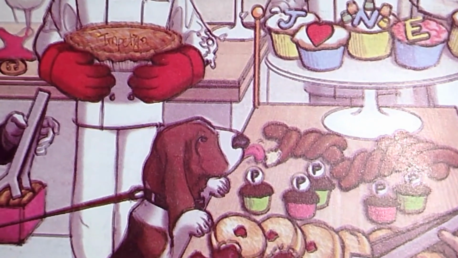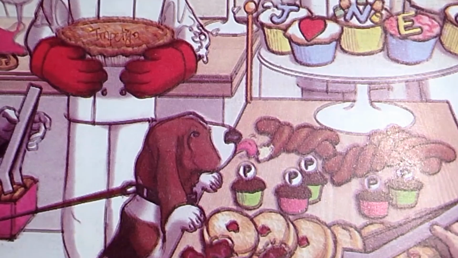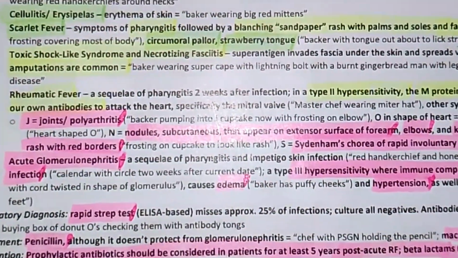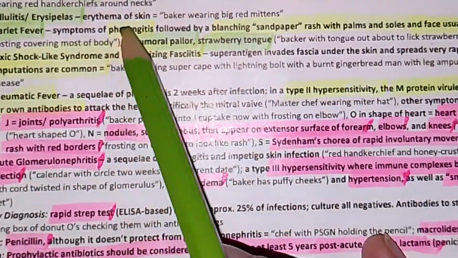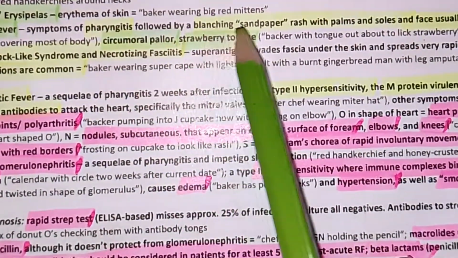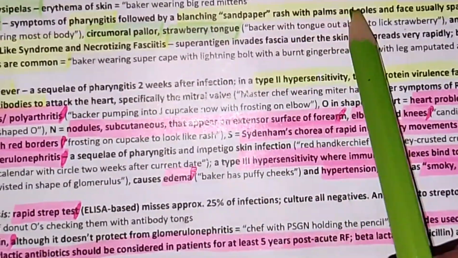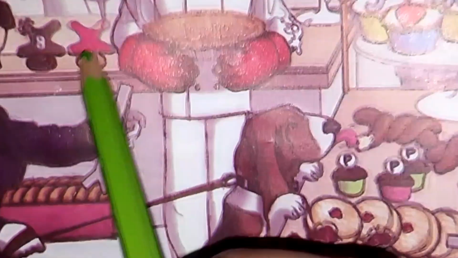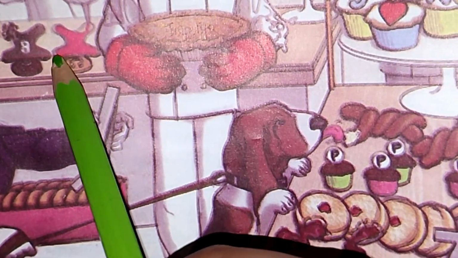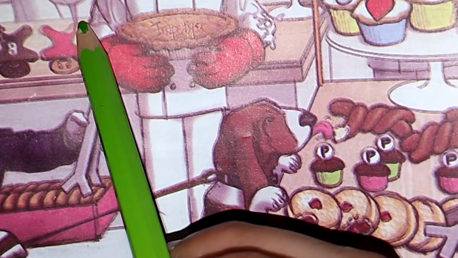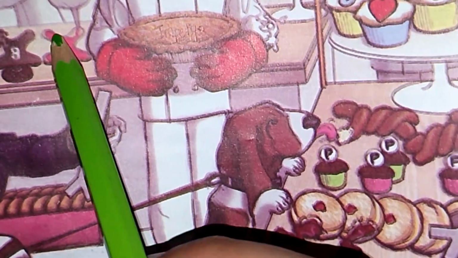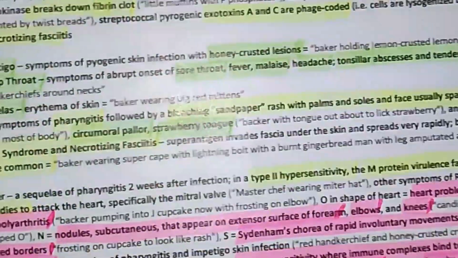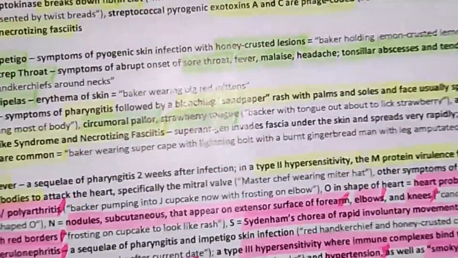From the toxigenic class, we had a disease that is called scarlet fever. There are symptoms of pharyngitis that are followed by a blanching sandpaper rash with palms and soles and face usually spared, and that is represented by this gingerbread. You can see that its palms and its soles and its face is spared, but the rash is all over the skin other than the face, palms and soles.